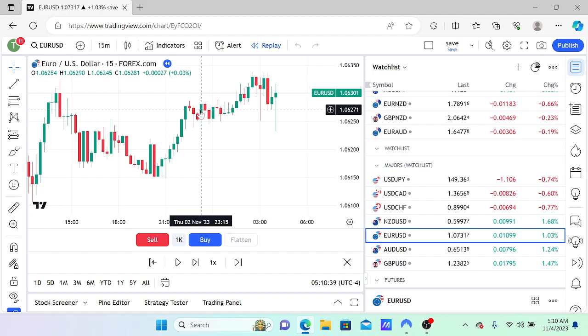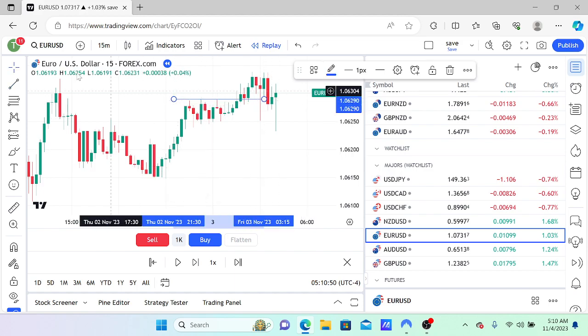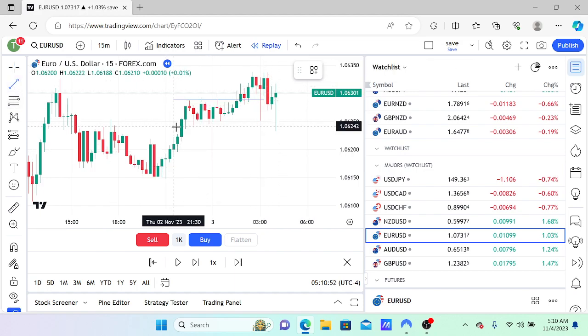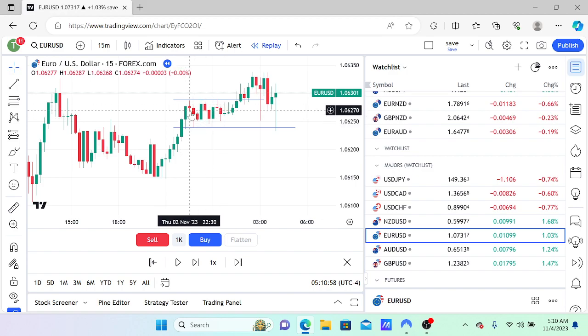Right here, we have that. Here's the high of that consolidation, let me note it for you real quick. And then we have the low of that consolidation down here. See how it's in this little box right here? That's accumulation that's occurring.